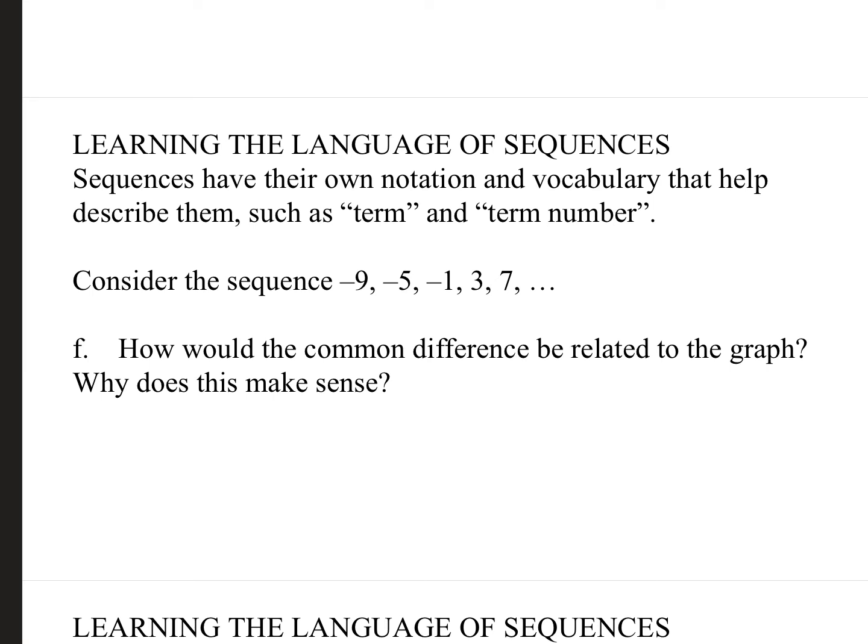How would the common difference be related to the graph? If you graphed this, if you actually went off into the margin and made a teeny tiny little graph, you would see this number, that +4, show up as the slope. And I'll let you answer why it makes sense. In your packet, make sure that you answer that question of why you think that makes sense.